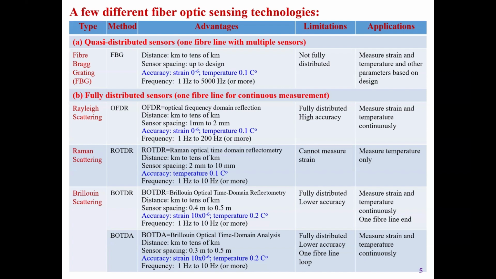But in comparison, the Brillouin scattering technology, you know, the resolution is 10 times 10⁻⁶, 10 microstrains, not enough. And also the spatial resolution is not good. Spatial resolution is 0.3 to 0.5 meters. Only good for large structures. For small structures, not good enough. So now we don't use it anymore. Now we use mostly this one and this one.